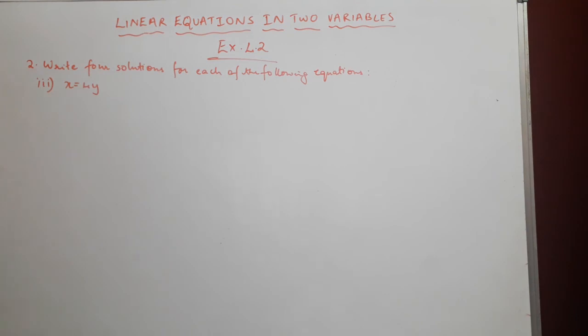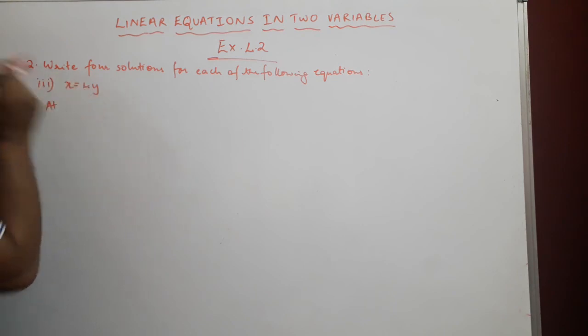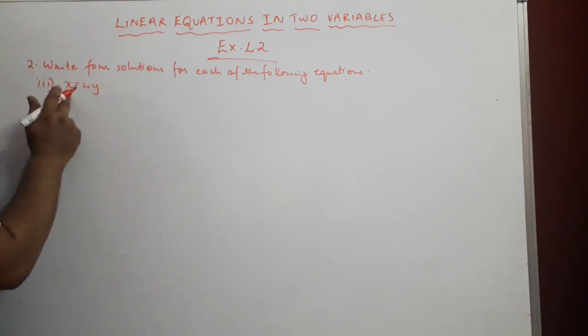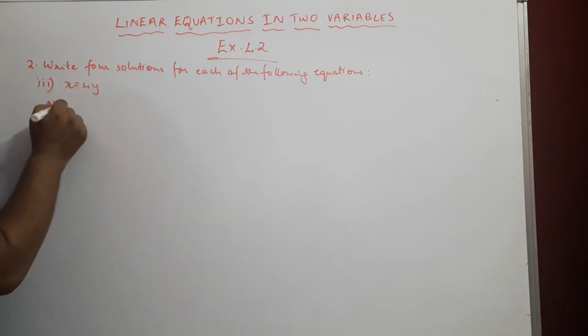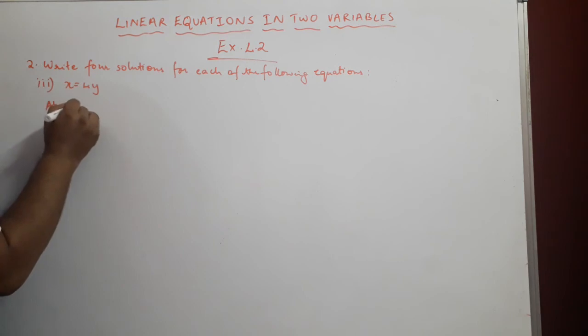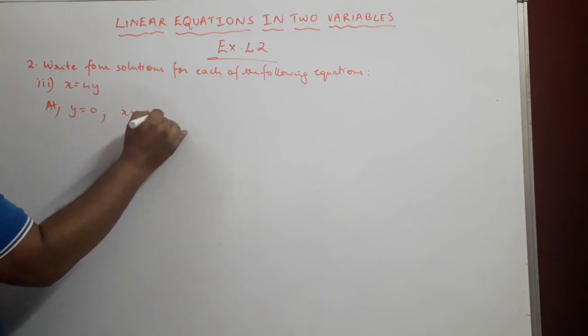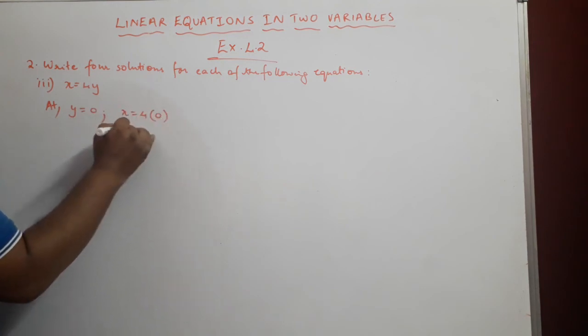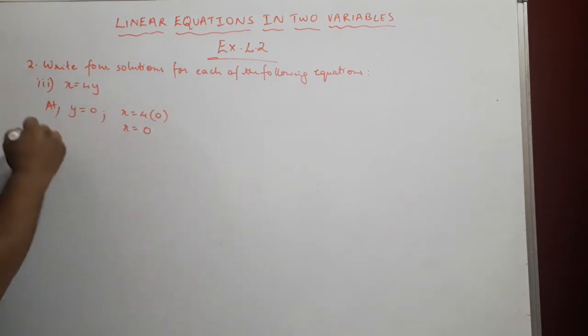The final problem under question 2 is x equal to 4y. Once again over here we'll assume some values, and this time we'll assume values of y rather than x. So when we assume a certain value of y, we'll get the value of x. So y equal to 0 we'll take first. Let's see what we get. x equal to 4 into, and instead of y we put 0. x will be 4 into 0 is 0, so where y is 0, x is also 0.